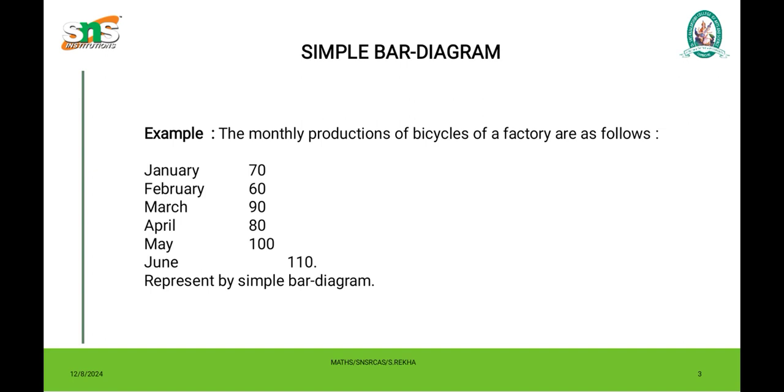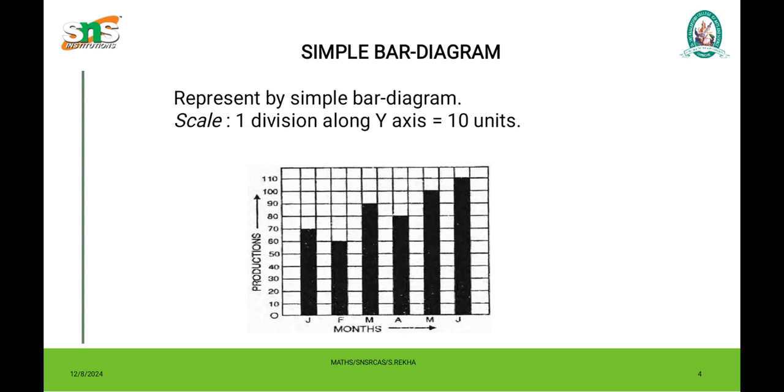For example, the monthly production of bicycles of a factory is given, distributed from January, February, March, April up to June. Each month's bicycle production is mentioned. To know which month is in the higher category, we can use the bar diagram to represent it. As I already told, a bar diagram is equally spaced, and it can be horizontal or vertical. Normally it is vertical only.